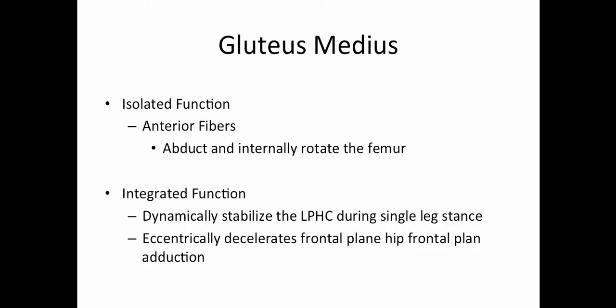The isolated function of the gluteus medius is to abduct and internally rotate the femur. The integrated function is that it dynamically stabilizes the lumbopelvic hip complex during single leg stance. It eccentrically decelerates frontal plane hip adduction.